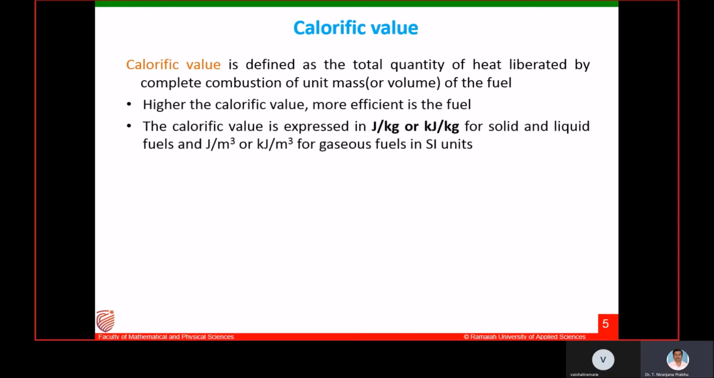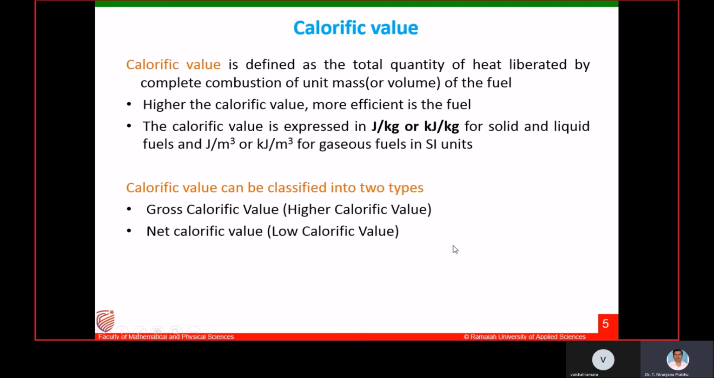Let us look at the calorific value. Basically, calorific value is the heat content of the fuel. We can define calorific value as the total quantity of heat liberated by complete combustion of unit mass of fuel. So when I say complete combustion, all hydrogen content gets converted to water, and carbon content gets converted to carbon dioxide. Similarly, any other elements like nitrogen and sulfur, if present, will get converted into respective oxides. Okay. Higher the calorific value, more efficient is the fuel.